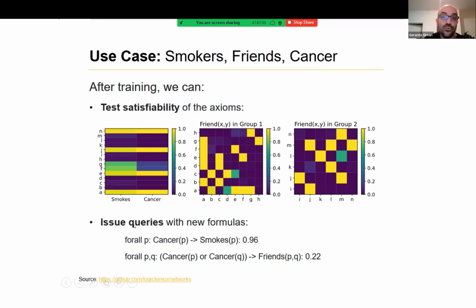So you can issue queries with new formulas, like the other way around. What if, is it true that for all people P, if that person has cancer, then they also smoke? In this case, we can see that it's almost totally true. And something like for pairs of people, if either one of them has cancer, then they're friends. You can see that this has a very low satisfaction value. So this illustrates quite nicely the kinds of things that you can do.